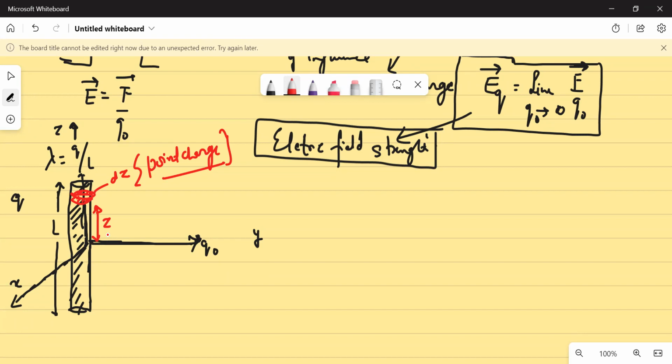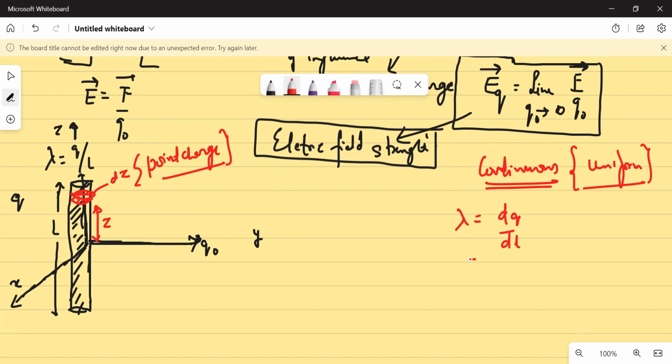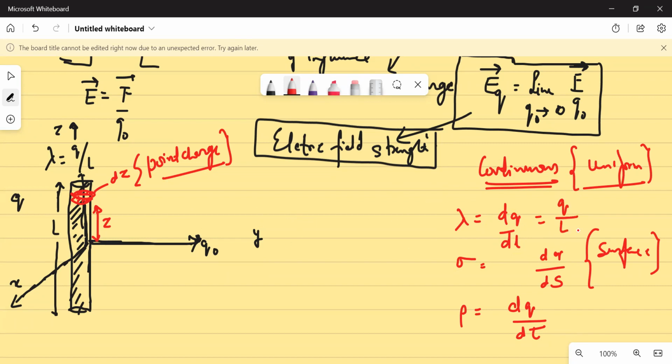So what is the way ahead? If I have a continuously distributed charge, as in this case, and it is uniform, I will define something called lambda, which is dq upon dl. I will define sigma, the surface charge density, as dq upon ds. And if the charge is distributed over a volume uniformly, I would describe it as rho, given by dq upon dV. If the charge is uniformly distributed, then writing dq upon dl or the entire Q upon the entire L would be the same.